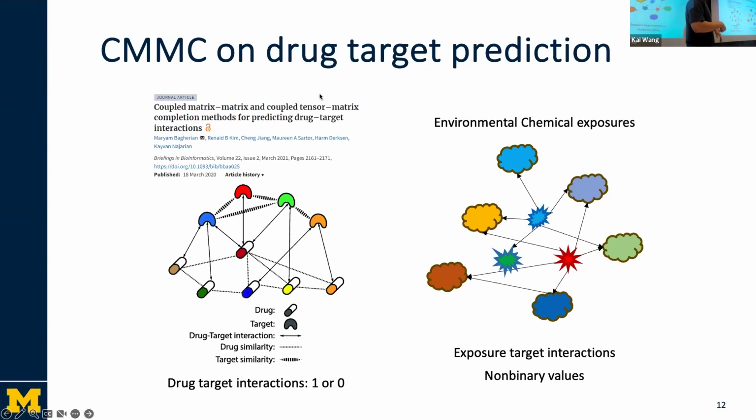In drug target prediction, because a drug is designed to target a specific protein, usually they use a binary interaction matrix, so matrix A has just 0 or 1 for a kind of binary classification. But for environmental chemicals, none of them are designed to target human genes; they are just used as products. That's why we think a binary number is probably not good for this type of prediction, so we use a non-binary value here.